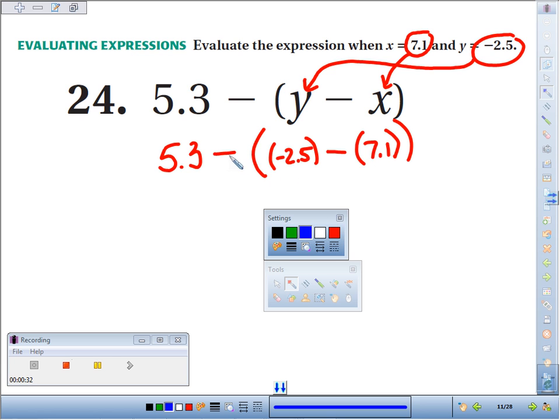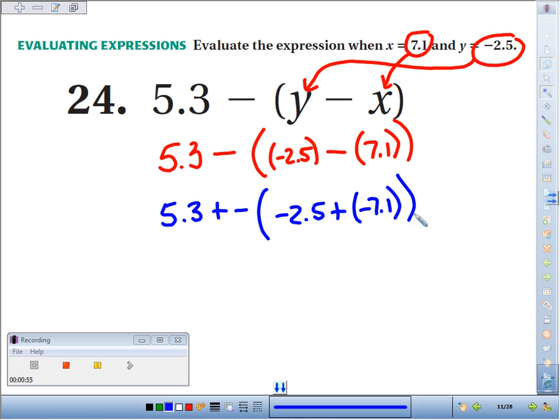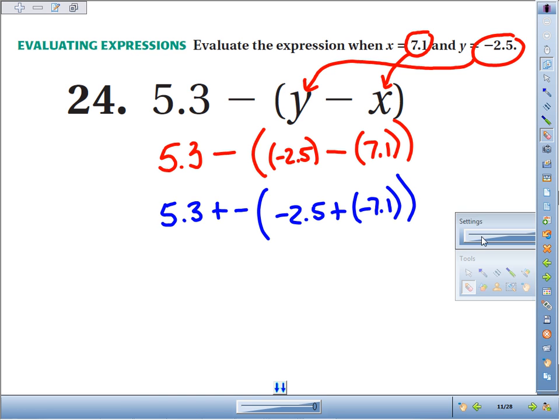What do we have? We could think of this minus as adding the opposite if we want. 5.3, add the opposite of, what's all this junk inside? We've got negative 2.5 minus 7.1. Let's think of that as negative 2.5. Think of this minus symbol as a plus the opposite of 7.1. Now, really, do I need the parentheses around the negative 7.1? No. It's just kind of confusing me in there, so I'm going to get rid of those. It's just a good habit to get into when you substitute it in initially.